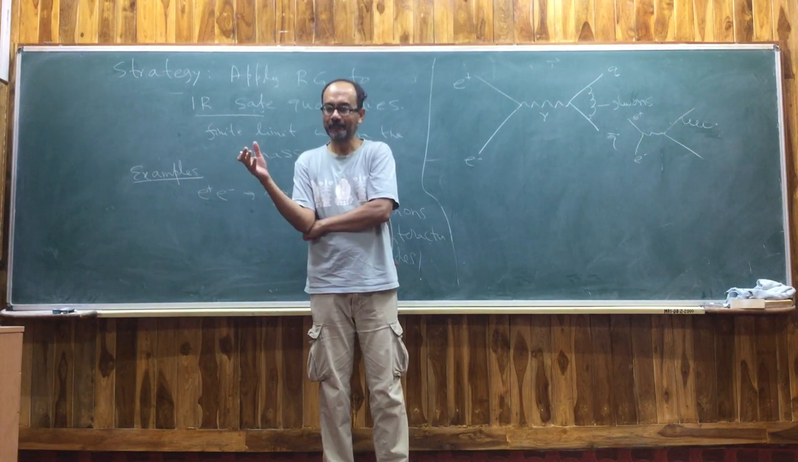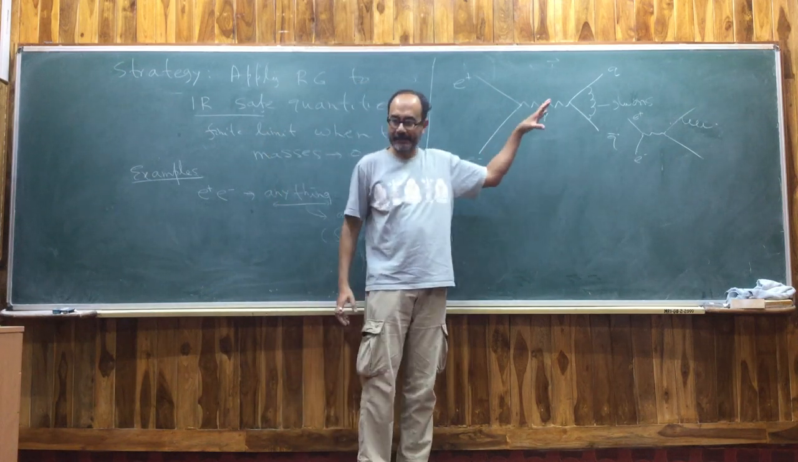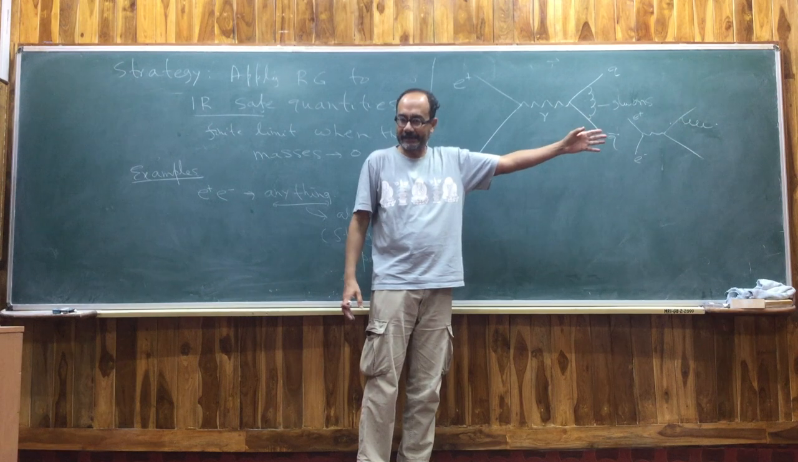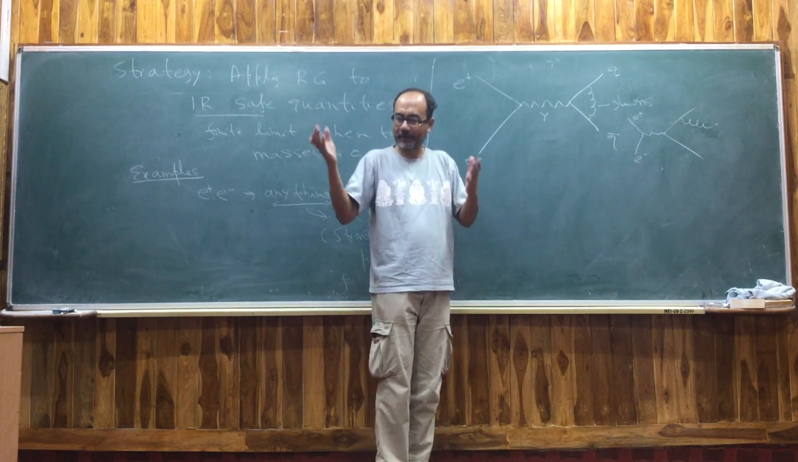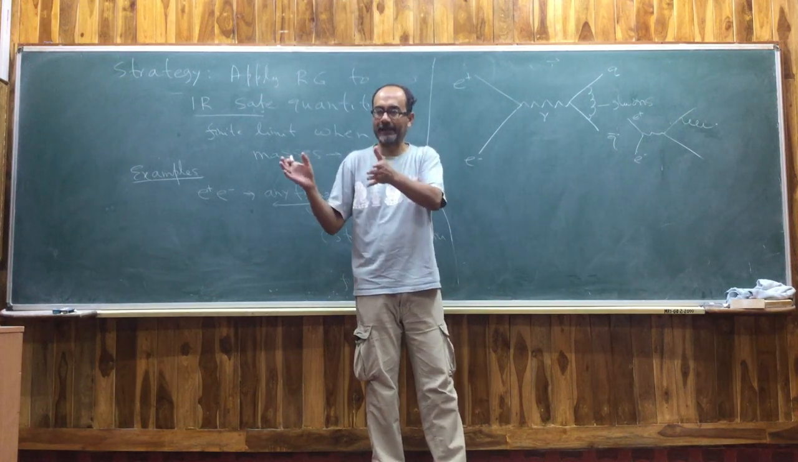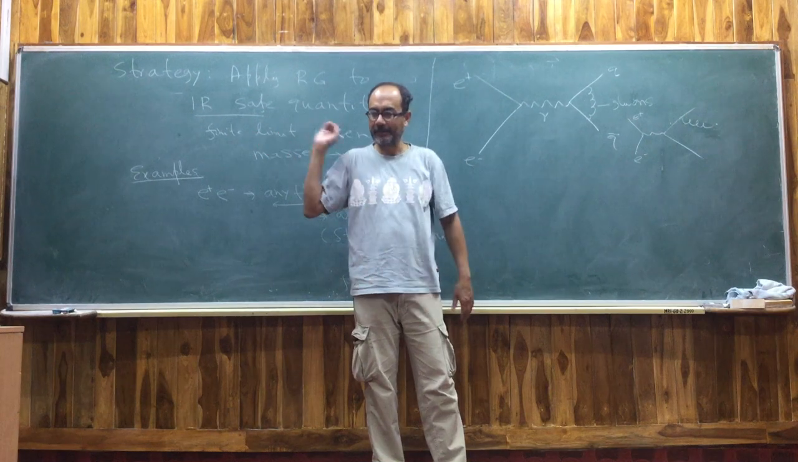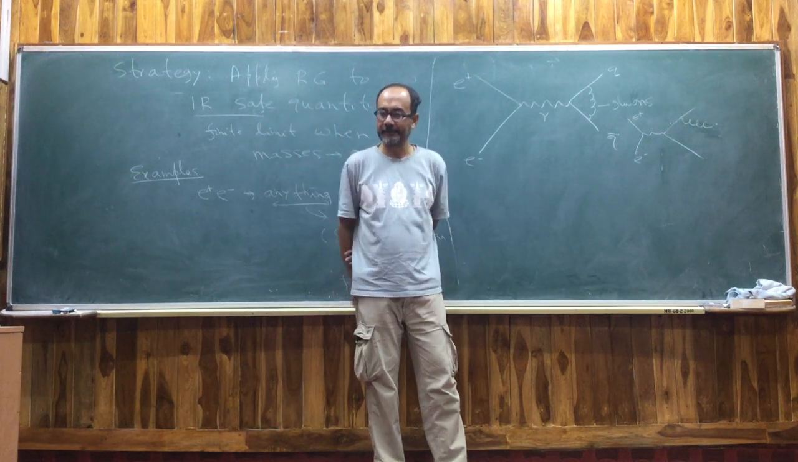Then I have to take the energy, so we want the energy to be large. But the right hand side has higher energy. Maybe 10 GeV, somewhat large, but not very large. So what to do on the right hand side? I'm asking what calculation on the right hand side you will do to get the left hand side, which is E plus E minus going to anything at very high energy.